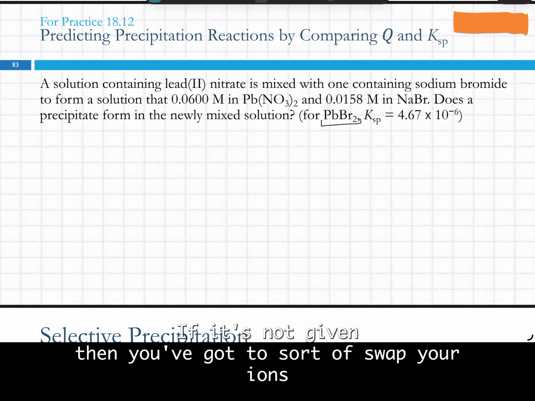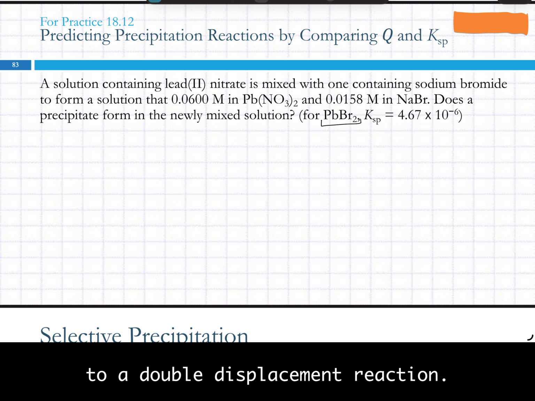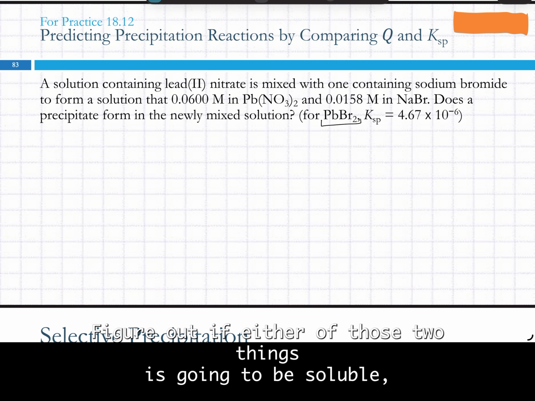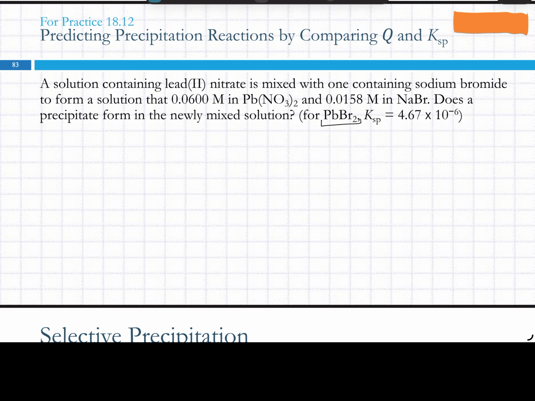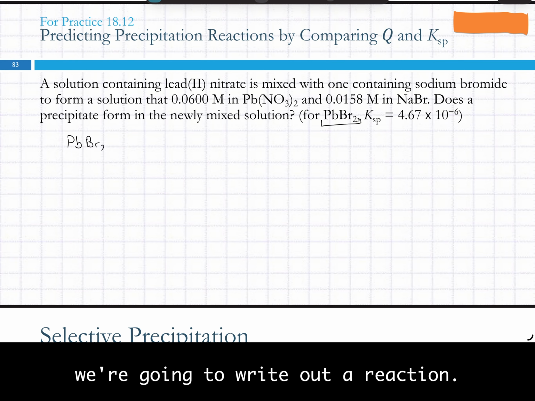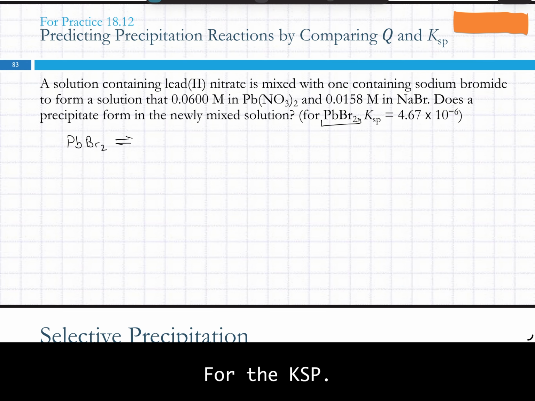If it's not given, then you've got to swap your ions, do a double displacement reaction, figure out if either of those two things is going to be soluble, and then look it up in a table of KSPs. But here we can just focus on the lead bromide. So for lead bromide, we're going to write out a reaction for the KSP.